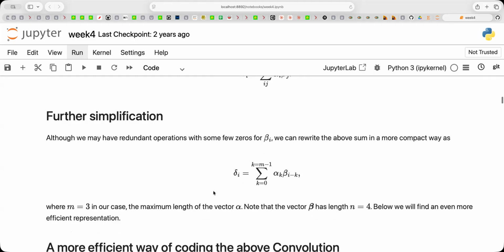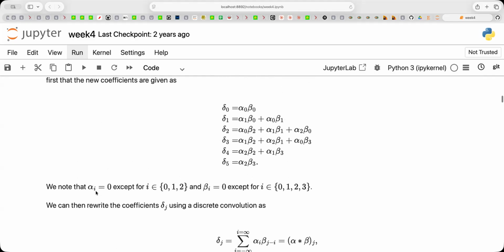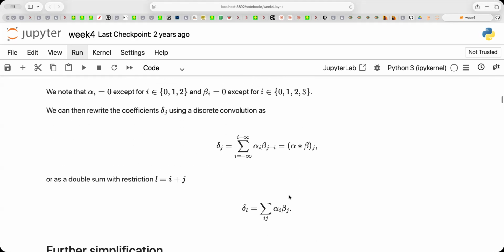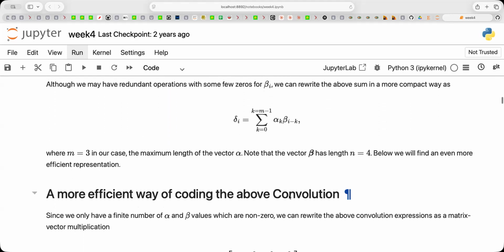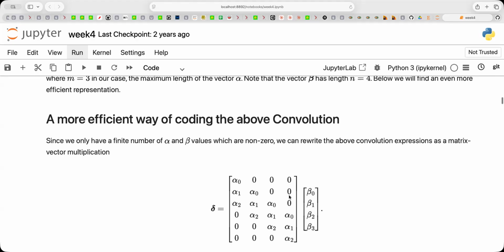So in this case, with m equal to 3, the maximum length for the vector alpha, because you have the 0, 1, and 2. So let me just go back. So the vector alpha has a length 3. You have only 3 components. And the vector beta has 4 components and length 4. I hope you don't get offended if I repeat some of these things. You could actually rewrite this in terms of a matrix.